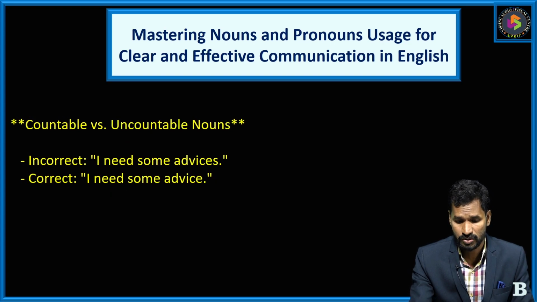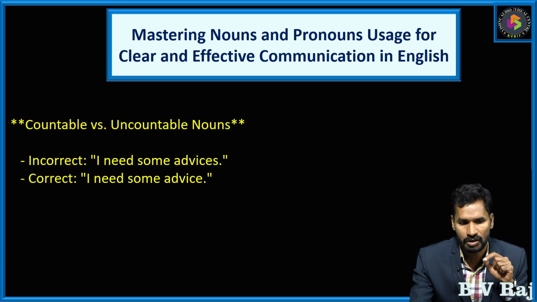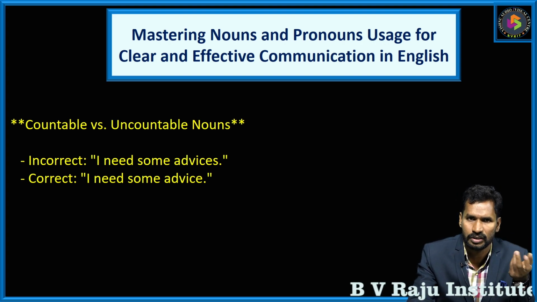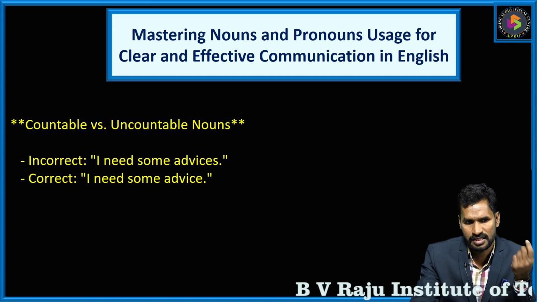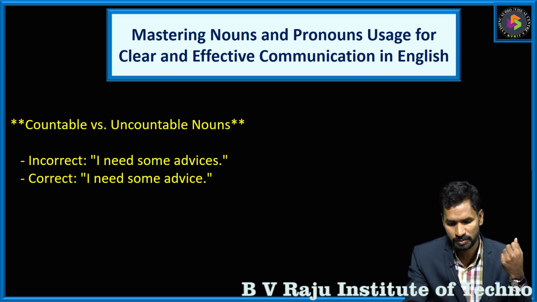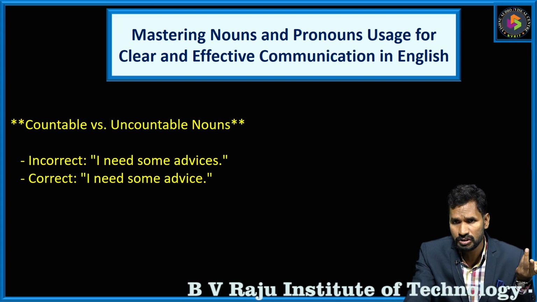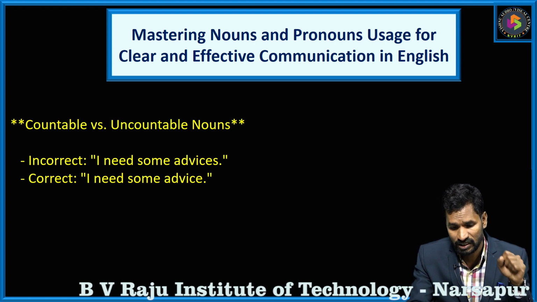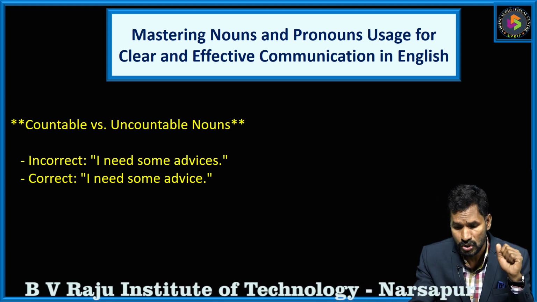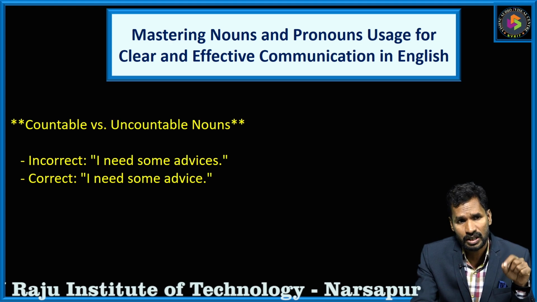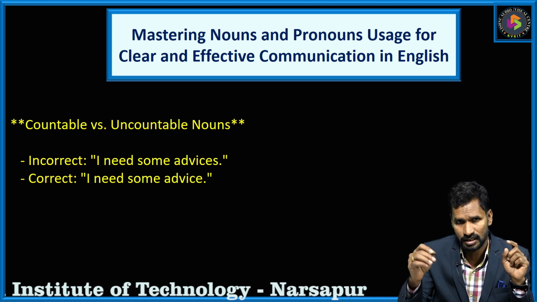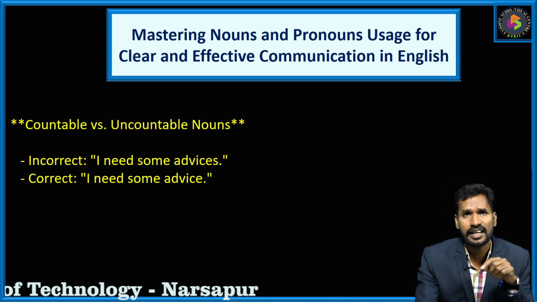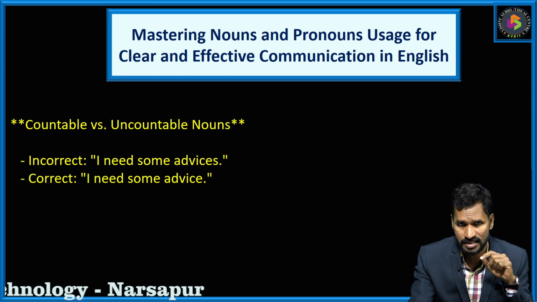The next example is about countable and uncountable nouns. We all know that nouns have been divided into different categories. One of the categories is countable and uncountable nouns. Some nouns are countable while others are uncountable. For example, advice is an uncountable noun. So it should be used without the plural suffix es or s, in phrases like I need some advice. The incorrect sentence here is: I need some advices.